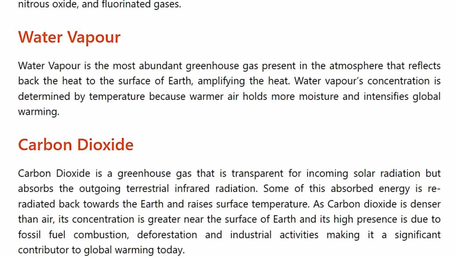Carbon dioxide. Carbon dioxide is a greenhouse gas that is transparent to incoming solar radiation but absorbs the outgoing terrestrial infrared radiation. Some of this absorbed energy is re-radiated back towards the Earth and raises surface temperature. As carbon dioxide is denser than air, its concentration is greater near the surface of Earth, and its high presence is due to fossil fuel combustion, deforestation, and industrial activities, making it a significant contributor to global warming today.